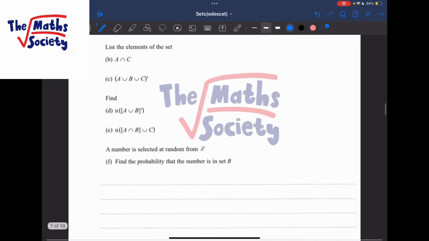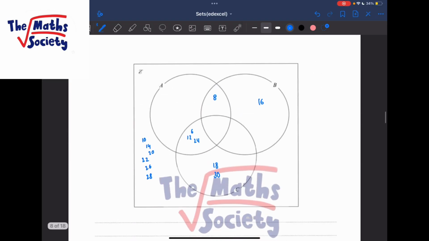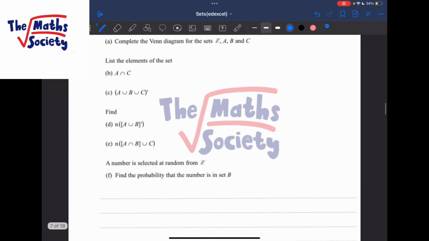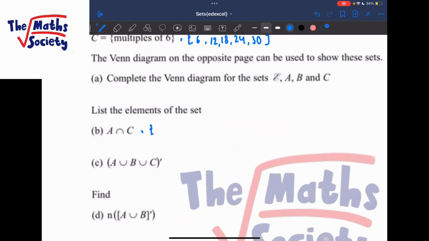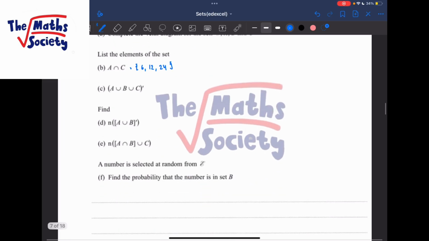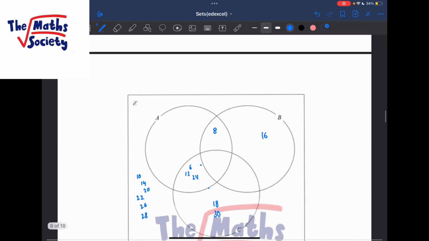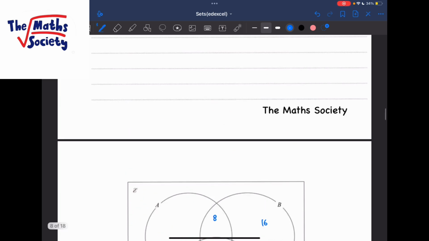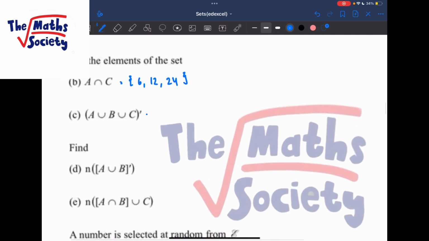Yep. And then it says to list the elements of the set, so you just need to list the numbers. A intersects C, which is the 3 things, so that's going to be 6, 12, 24. And then it says A union B union C, everything but the prime, which means it's going to be these numbers: 10, 14, 20, 22, 26, 28.